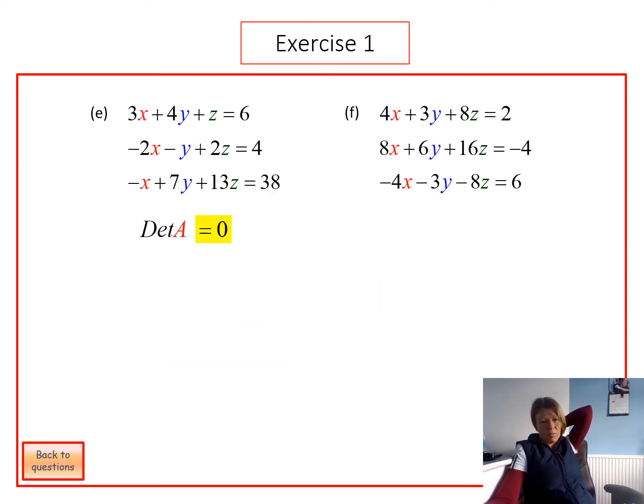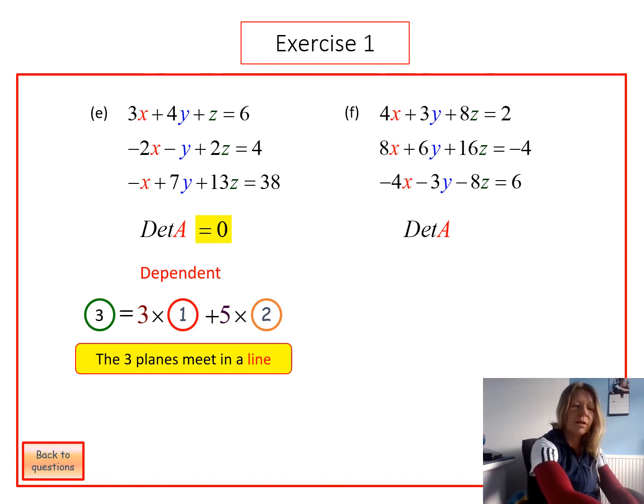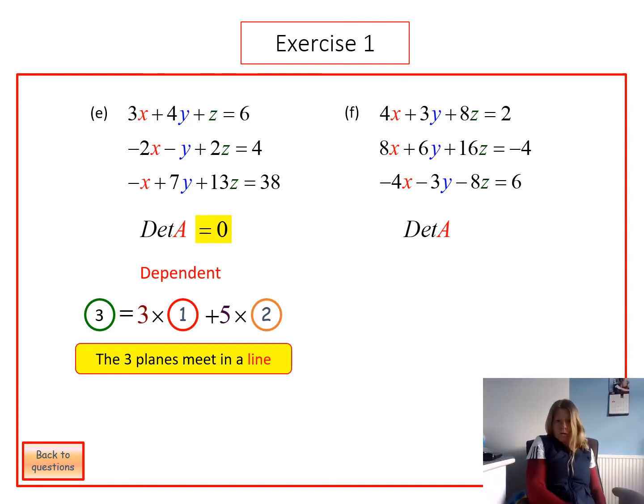E and F, here we go. E, determinant worked out to be 0. It says dependent, that must mean they're consistent. So your calculator said infinitely many solutions, which led to being a sheaf, meeting in a line. I'll write sheaf there. I don't like dependent because that's not what the exam board used, so it would say consistent. You end up with a statement like 0 equals 0 or something like that. So they meet in a line, so that was a sheaf.